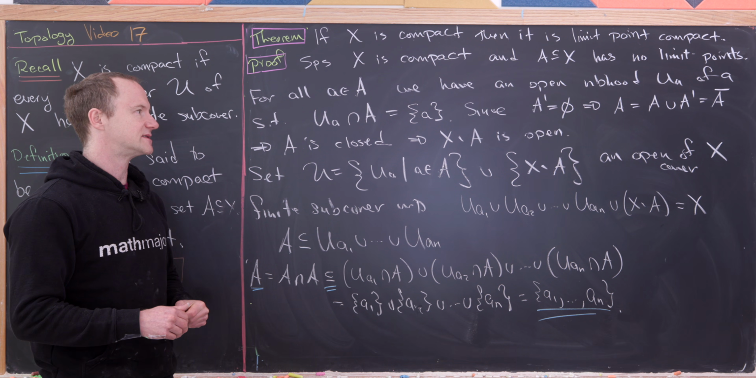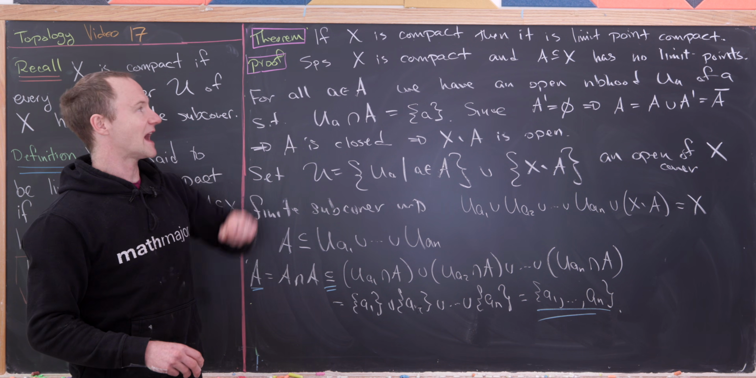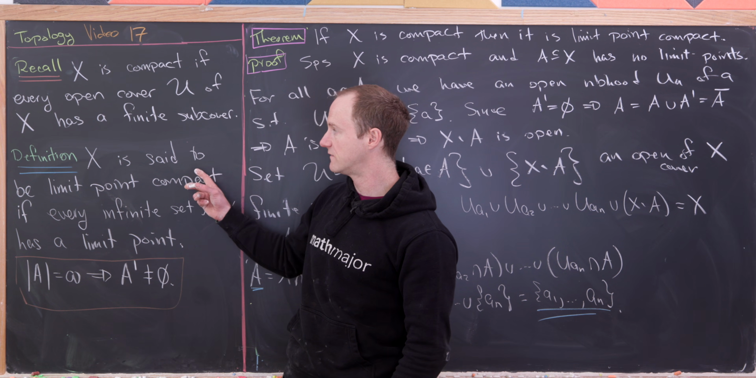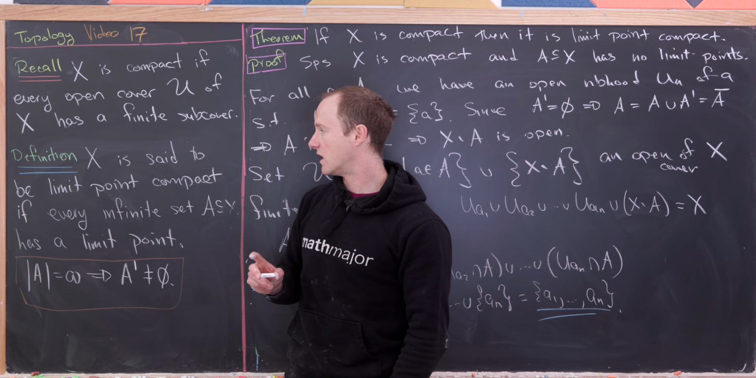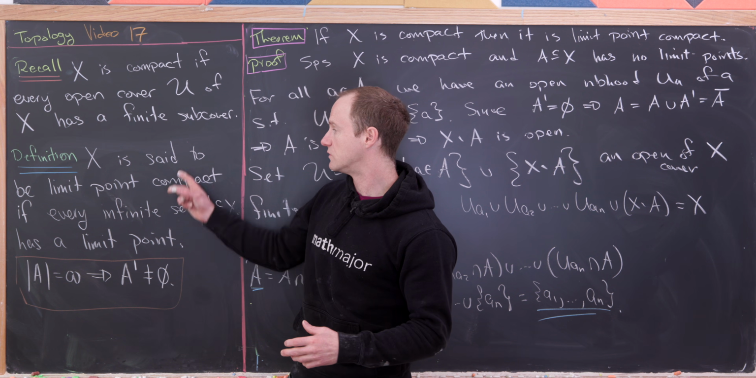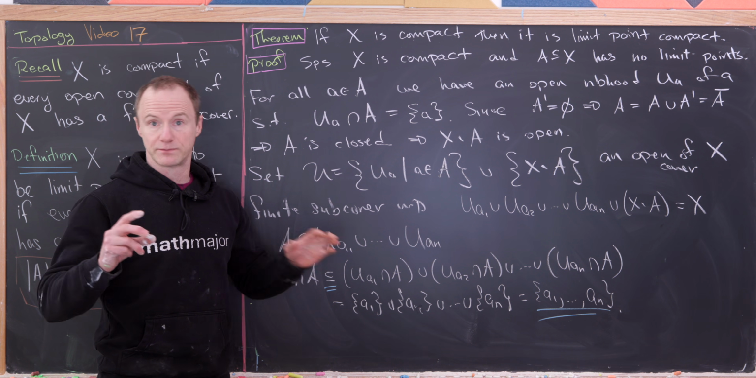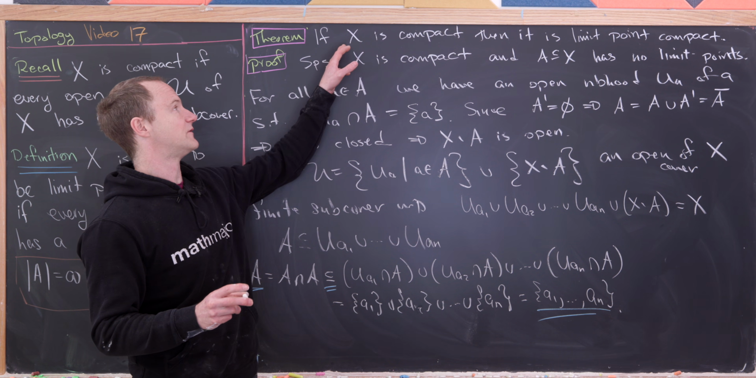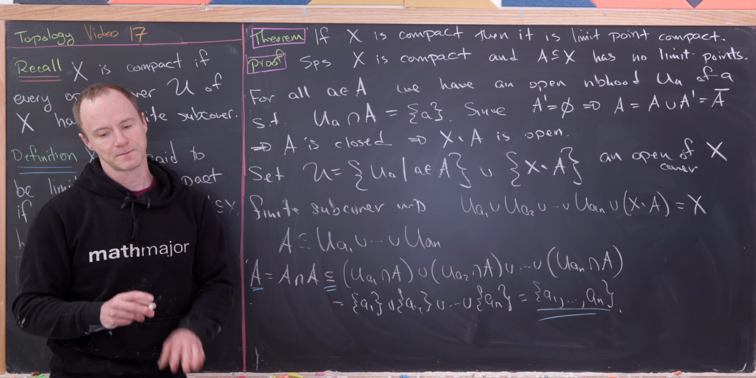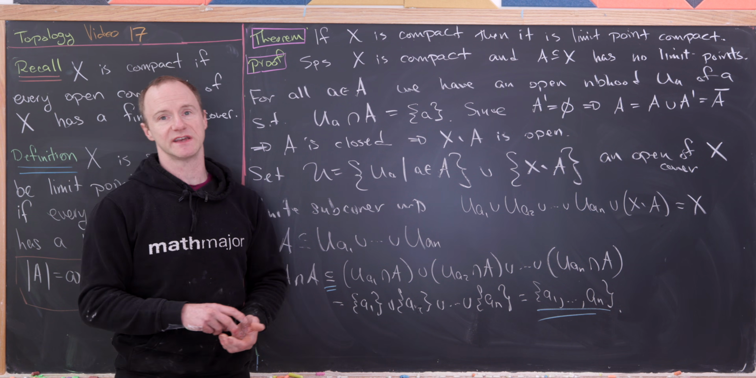But all we need is that it is a finite set, which means we've proved that if X is compact, it satisfies the contrapositive of the definition of limit point compactness. But of course, the contrapositive is equivalent to the normal definition of limit point compactness. So to put everything together, we show that if you start with a compact space, that space is also limit point compact. Okay, so now let's look at a counterexample for the converse of this theorem.